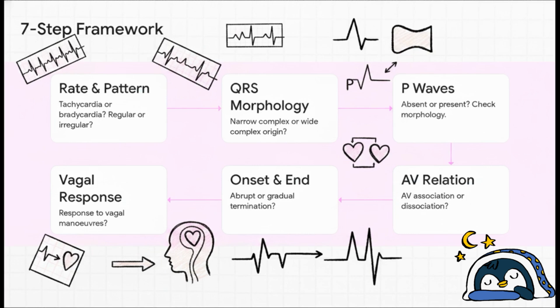Fifth, note the onset and termination. Is it abrupt, suggesting a reentrant process, or is it more gradual? And finally, observe any response to vagal maneuvers, which can actually abruptly terminate certain tachycardias. This structured, step-by-step approach is exactly what prevents us from missing subtle, hidden dysrhythmias.